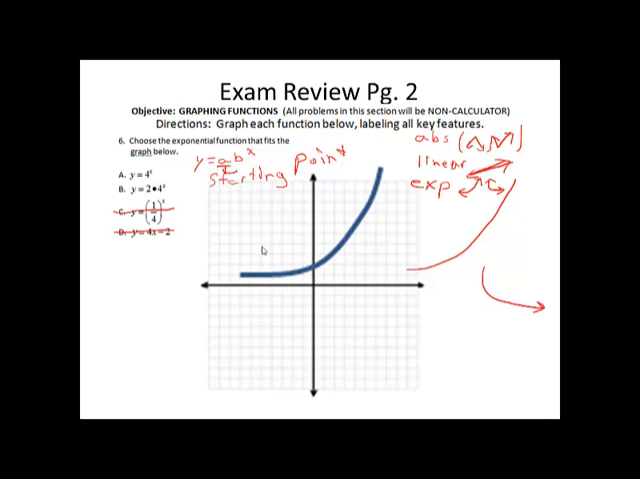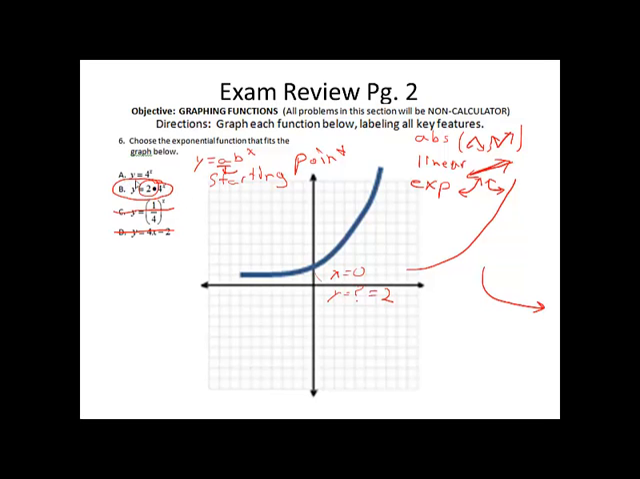Okay, and our starting point is when x is equal to 0. What is y equal? y is equal to 2. So our starting point is 2. And we see here that b has a starting value of 2. So b is our correct answer.